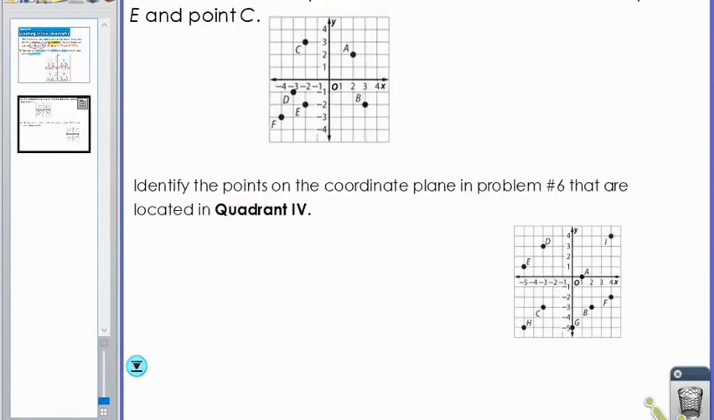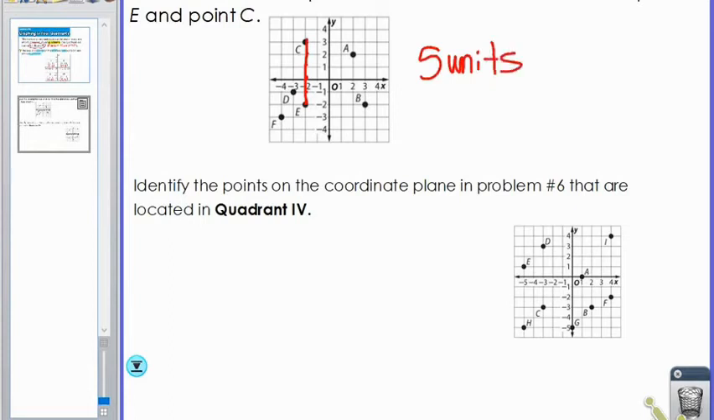So use the coordinate plane to find the distance between point E and point C. That's pretty easy. Whether it's horizontal or vertical, I want to find the distance from point E to point C. So we can just count the blocks, 1, 2, 3, 4, 5. So we can say 5 units. That is the distance because we don't have a measurement there.